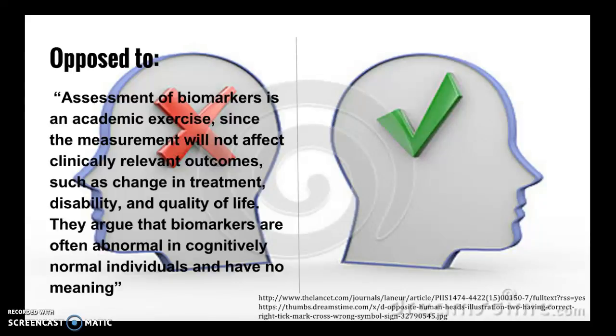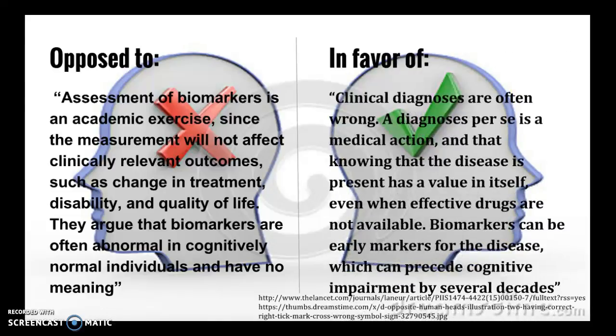Whereas those in favor of biomarkers state, clinical diagnoses are often wrong. A diagnosis per se is a medical action in that knowing that the disease is present has a value in itself, even when effective drugs are not available. Biomarkers can be early markers for the disease, which can precede cognitive impairment by several decades. Basically, what those in favor of biomarkers are saying is that even though they may not have a cure or a treatment for it, it does show some signs and symptoms of Alzheimer's disease, and it can help scientists learn more from the brain. Therefore, it's good to do.